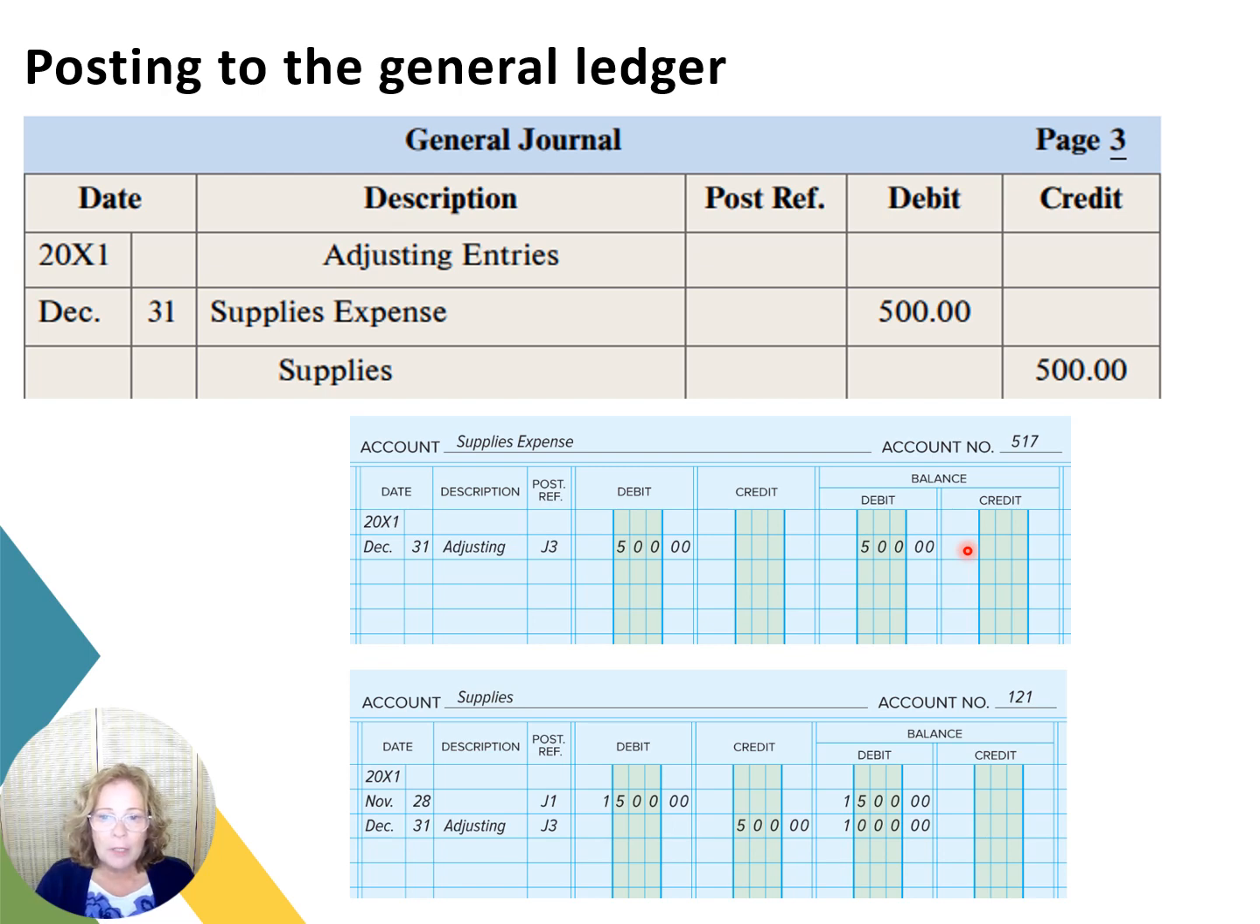The account we now need to credit is supplies. This account already has activity and a balance of $1,500. Let's write the date into the date column, adjusting into the description, the journal entry page J3 into the posting reference column and $500 into the credit column. We now need to calculate the new balance, which is $1,000.